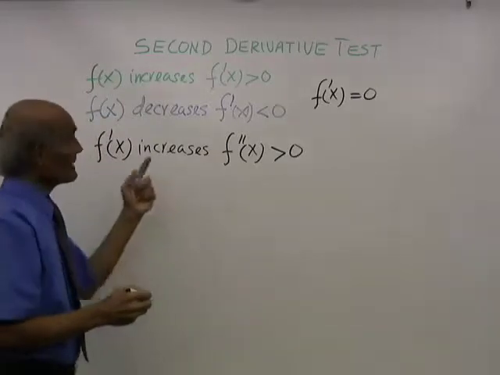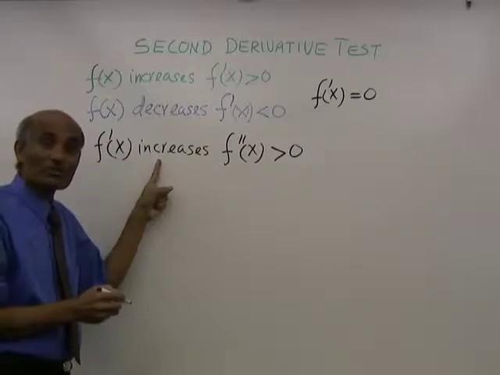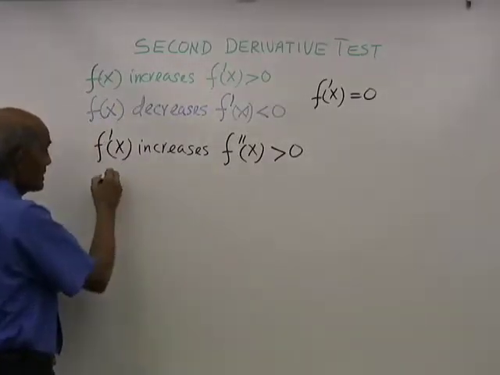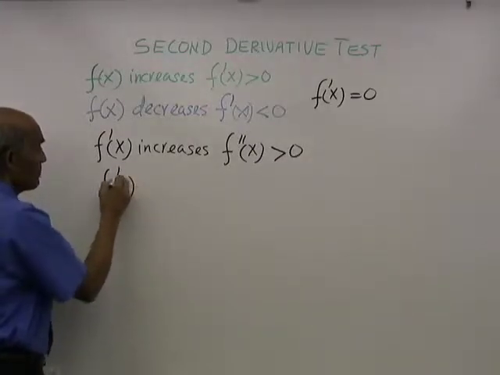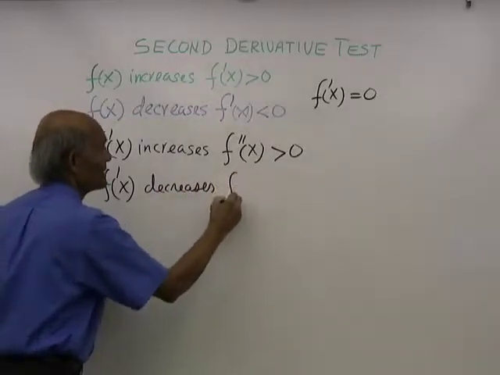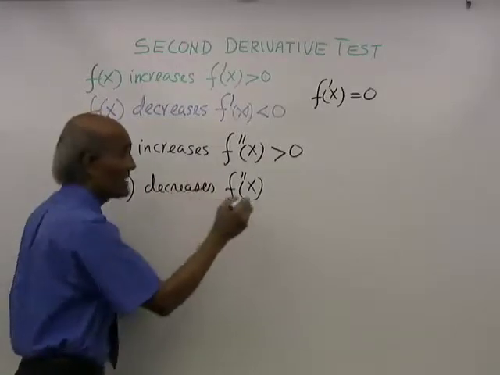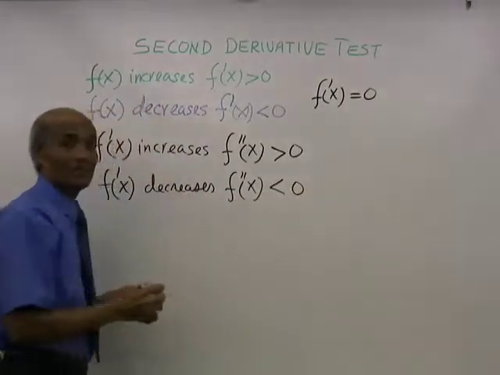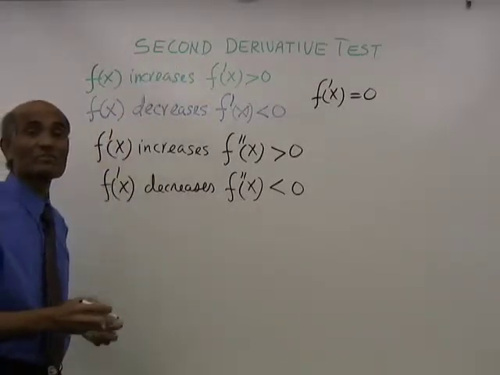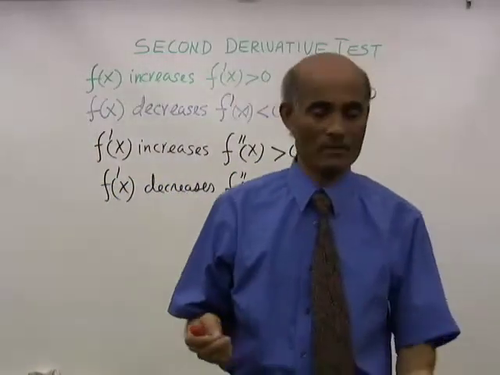Yes. In an interval where the first derivative increases, the second derivative will be positive. Similarly, on an interval where the first derivative decreases, the second derivative will be negative. That's right. Now, this is the center of the second derivative test. Alright, let's make it more clear by drawing a diagram.